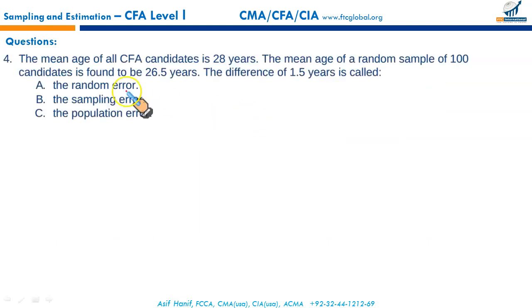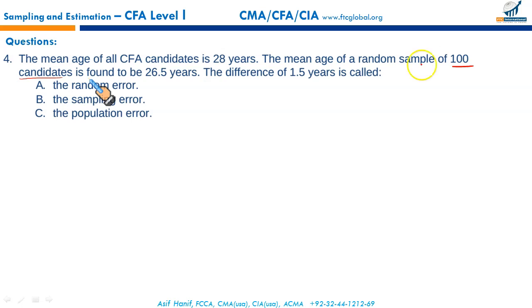All right, now this is a good example. The mean age of all CFA candidates is 28 years. The mean age of a random sample of 100 candidates, because there are thousands and thousands of CFA candidates. We can't ask their age, everyone. It's not possible to ask every CFA candidate and then enter the numbers in our calculation.